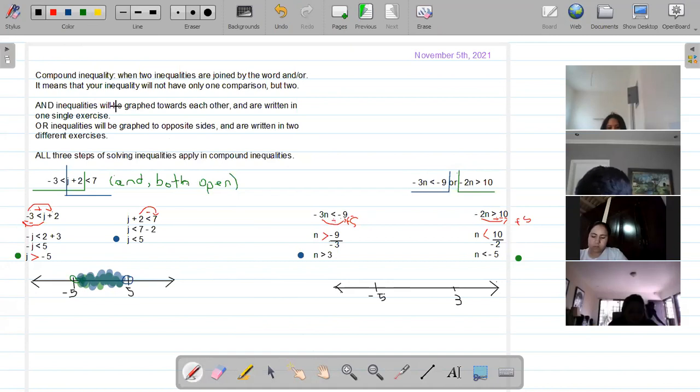Now, we forgot. Are they open or are they closed? We forgot to say that at the beginning. So this is an or, and they are? Open. Both of them are open, right?